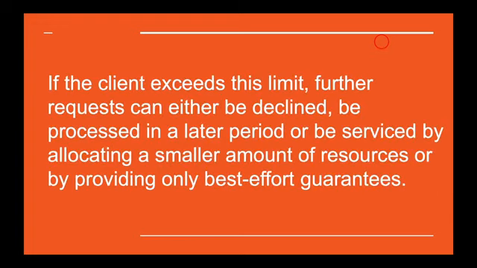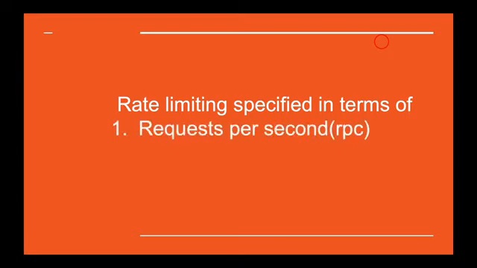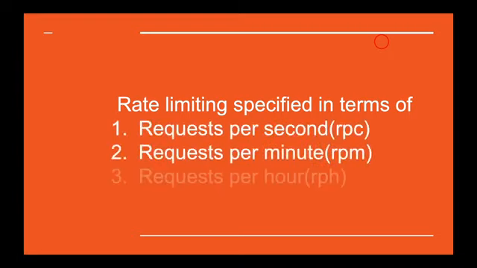If the client exceeds this limit, further requests can either be declined, be processed in a later period, be serviced by allocating a smaller amount of resources, or be provided only best effort guarantees. The rate limiting is specified in terms of requests per second, requests per minute, and requests per hour, that is RPS, RPM and RPH.